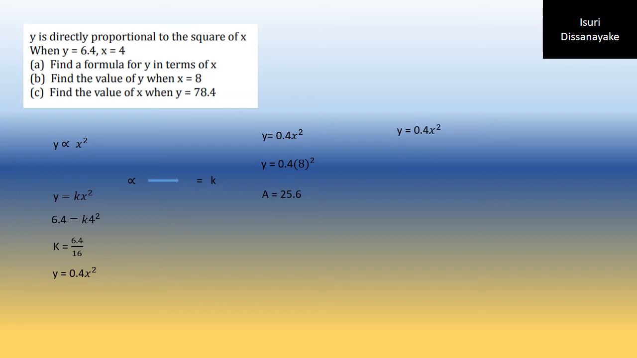Next part of the question is y equals 0.4x squared. When y is equal to 78.4, what is the value of x? So 78.4 equals 0.4x squared. Let's divide both sides by 0.4. When you divide 78.4 by 0.4, that is 196. So the square root of 196 is plus or minus 14.